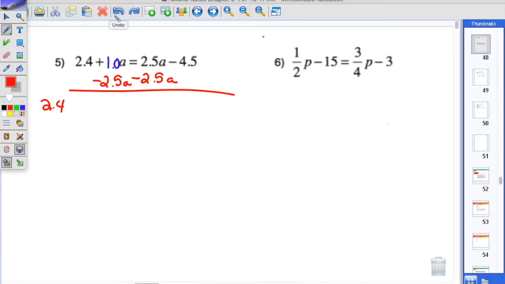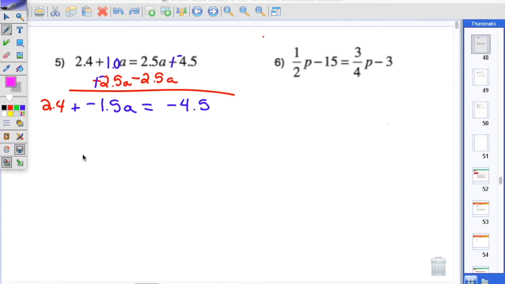And now I have 1.0 minus 2.5, or I can change it to adding the opposite. So I would take the sign of the larger and subtract to give me -1 5/10 a equals 2.5a minus 2.5a cancels out. We can also change the subtraction to adding the opposite. So we're left with -4 5/10 a.